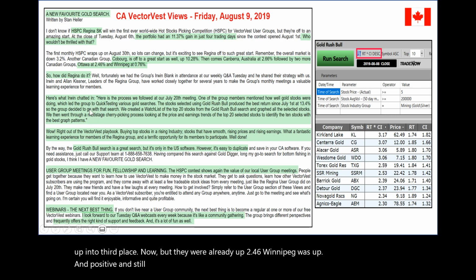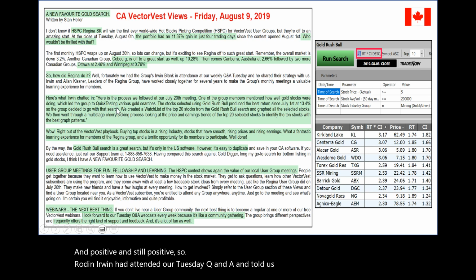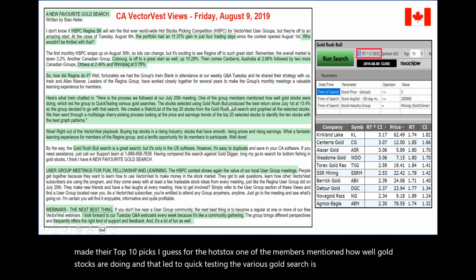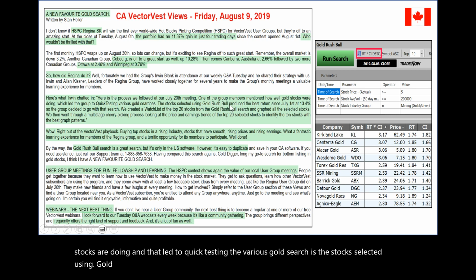So I wrote in, Irwin had attended our Tuesday Q&A and told us exactly how the group in Regina made their top 10 picks for the hot stocks. One of the members mentioned how well gold stocks are doing, and that led to quick testing of the various gold searches. The stocks selected using the Gold Rush Bull strategy on the US side produced the best return since July 1st at 13.4%. So the group went with that search.